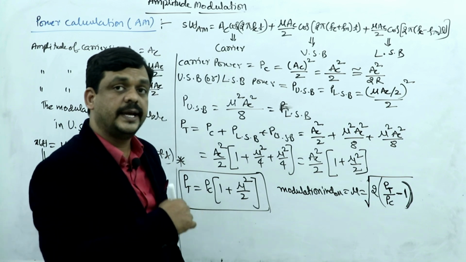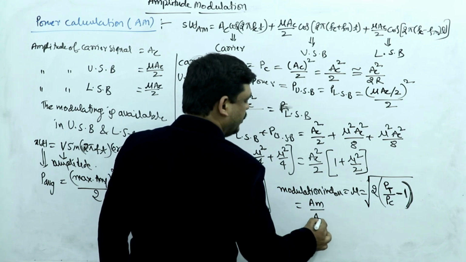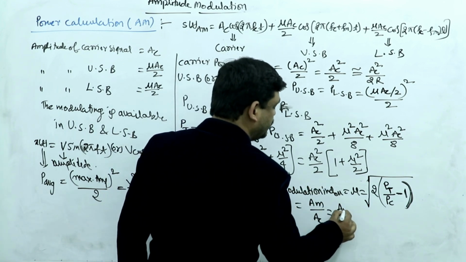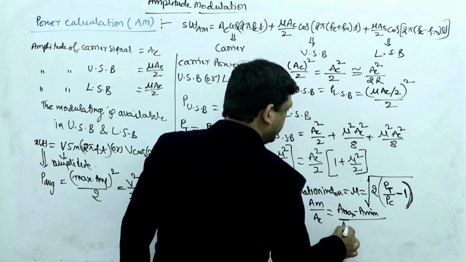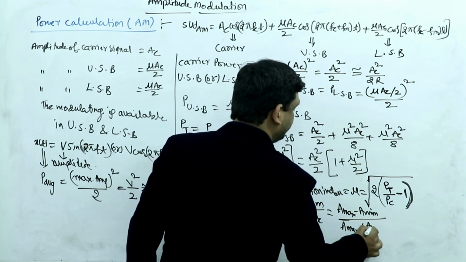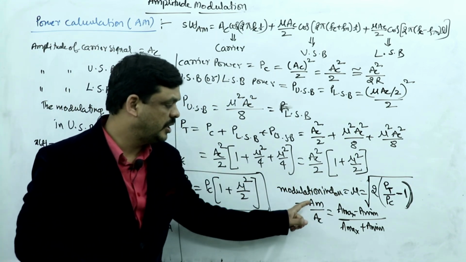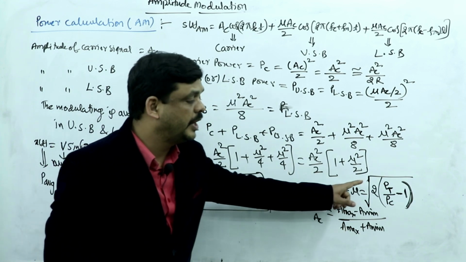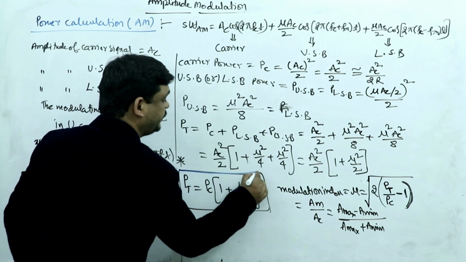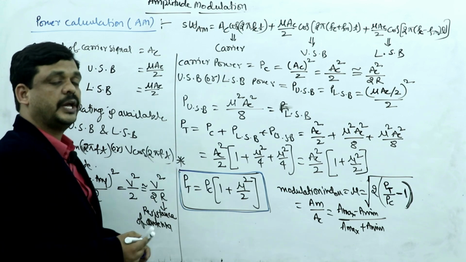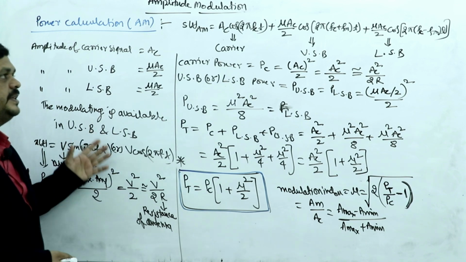So modulation index in terms of powers, modulation index in terms of amplitudes, AM by AC, and modulation index in terms of maximum and minimum amplitudes: A max minus A minimum by A max plus A minimum. These are the different equations of modulation index, using amplitudes, maximum and minimum amplitudes, and using powers. So this is also a very important equation. You have to remember this equation. Power calculation of AM modulated signal: total power is equal to Pc into 1 plus mu square by 2. So please take this now.